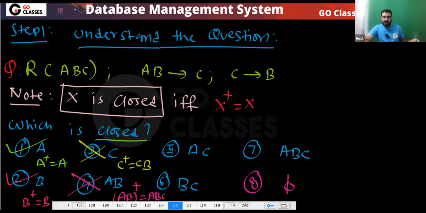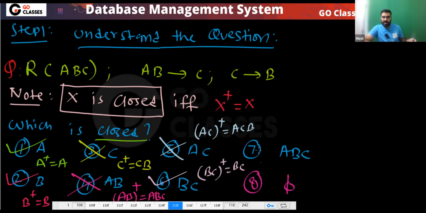Next, what about AC? AC is not closed, because what is AC closure? AC closure will be AC, and C can determine B. What about BC closure? Yes, this is closed, because if you find BC closure, that will be BC.